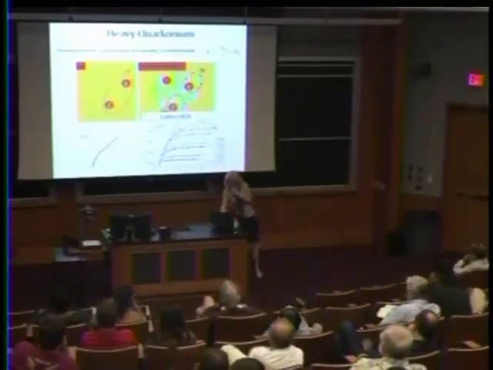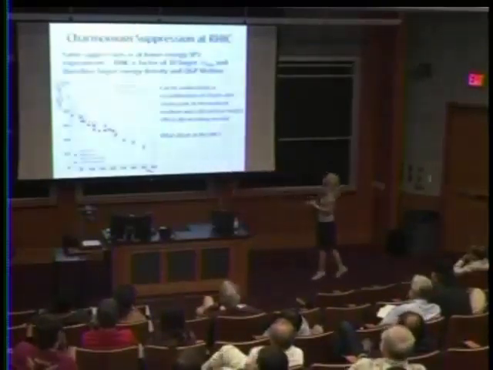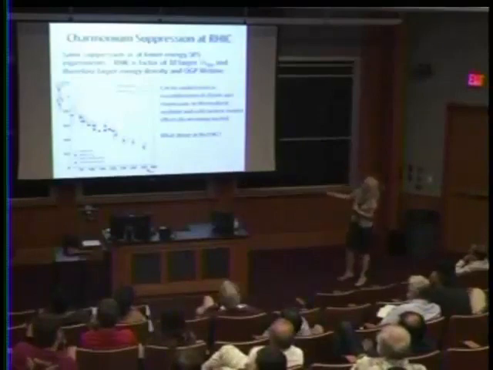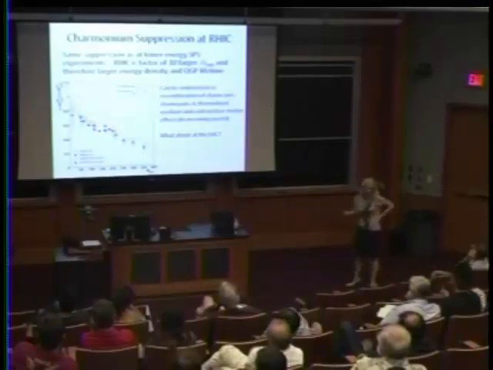Do we see it in the data? So, yes, here's the charmonium suppression seen at RHIC. And again, this is one of these ratios to proton-proton expectation. And you can see with centrality, this ratio is decreasing, and we see more and more suppression of the J/psi particle.